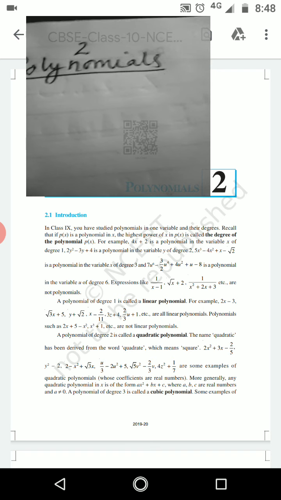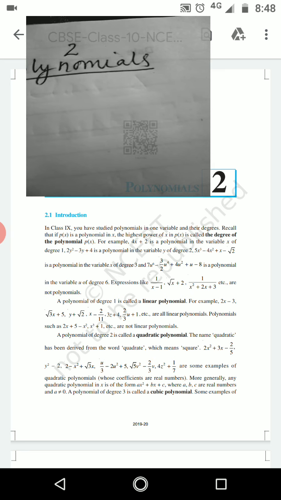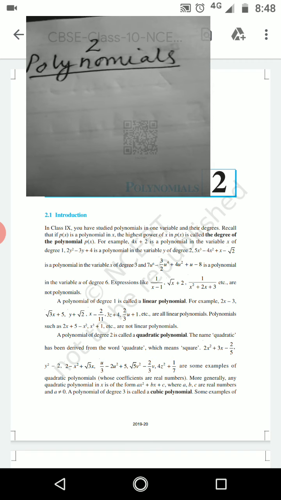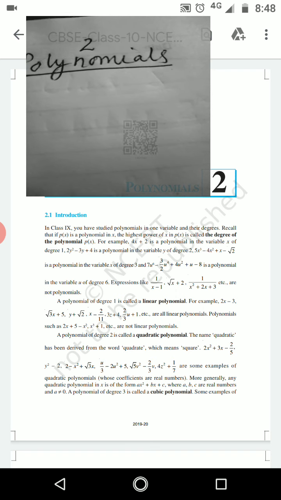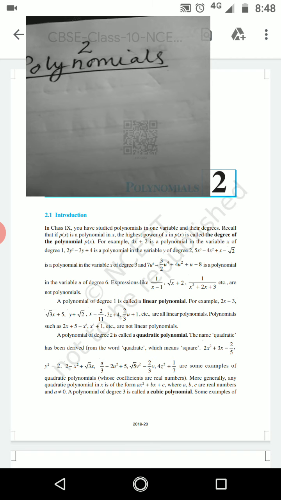And you also know a polynomial of degree 1 is called a linear polynomial. For example, 2x minus 3, here the variable is x and its degree is 1. 2y minus 7, here the degree of the variable y is 1. These are known as linear polynomials.